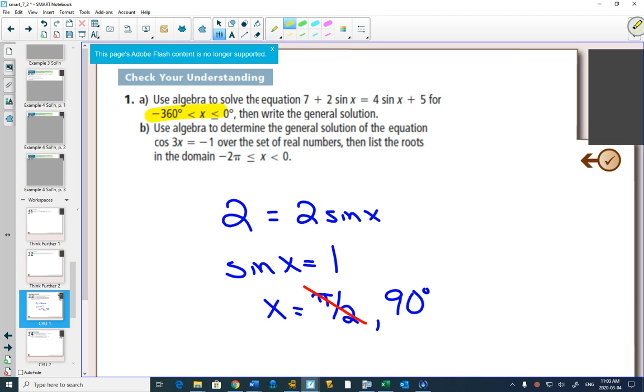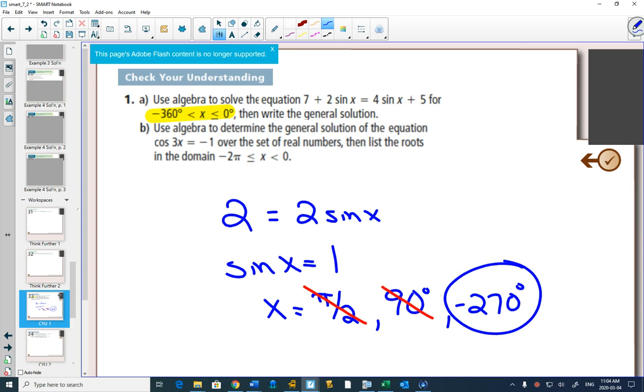Then we read the question again and say, is that the domain that they wanted? Does that fit in the domain? No. 90 degrees is right, but they want us to solve it from negative 360 to 0. That's once around in the negative direction. I put a line through that again. What angle am I actually looking for? Negative 270. Perfect.